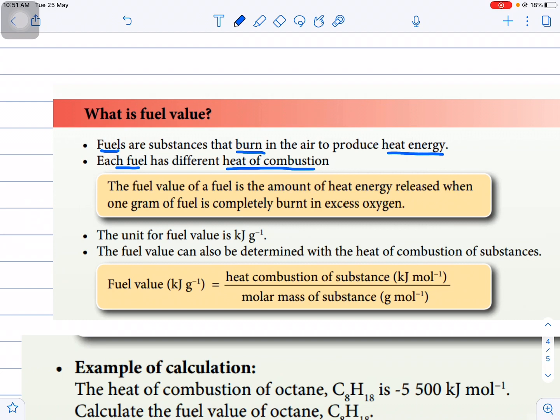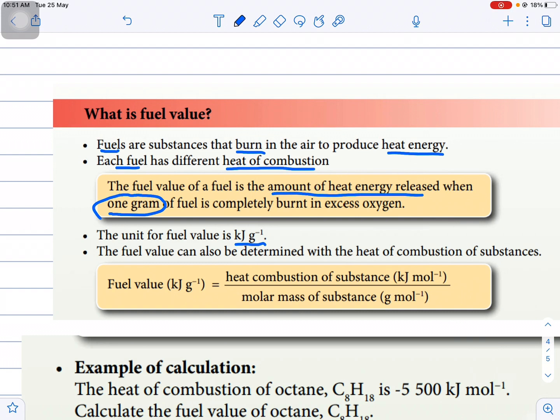Okay, so what is meant by the fuel value? The fuel value is the amount of heat energy released, also talking about heat energy release, but this time when 1 gram of fuel is burned in excess oxygen. Before this we were talking about heat of combustion. Heat of combustion is also the amount of heat released, but for 1 mole of fuel when it's burned in excess oxygen. Fuel value is not 1 mole, it is 1 gram. So the unit will be kilojoule per gram instead of kilojoule per mole.